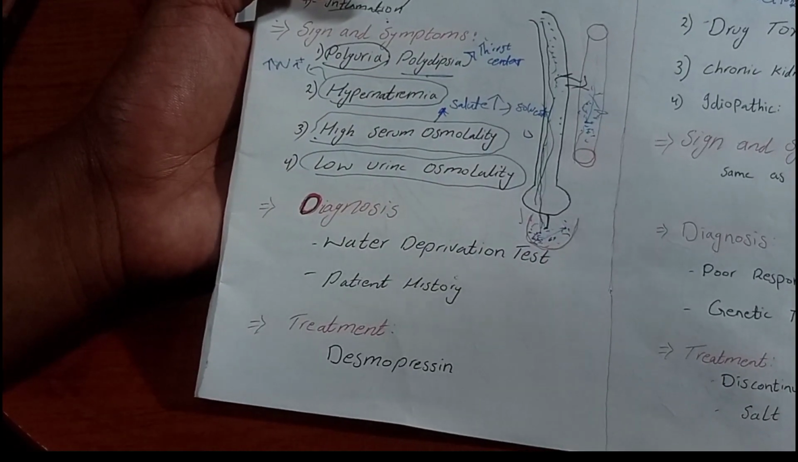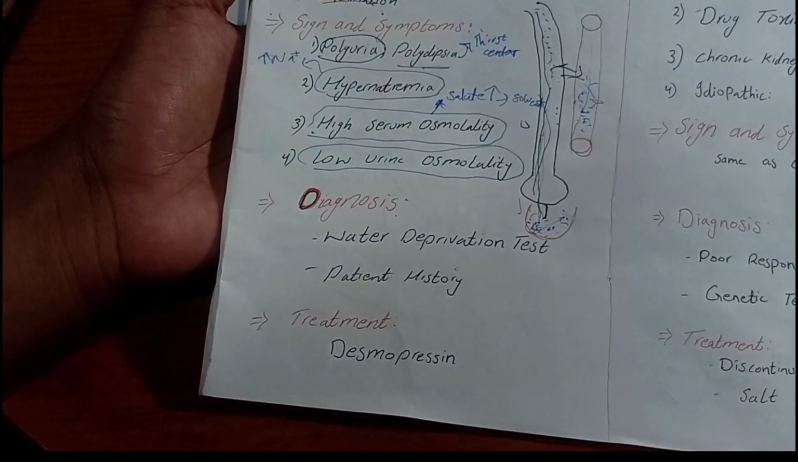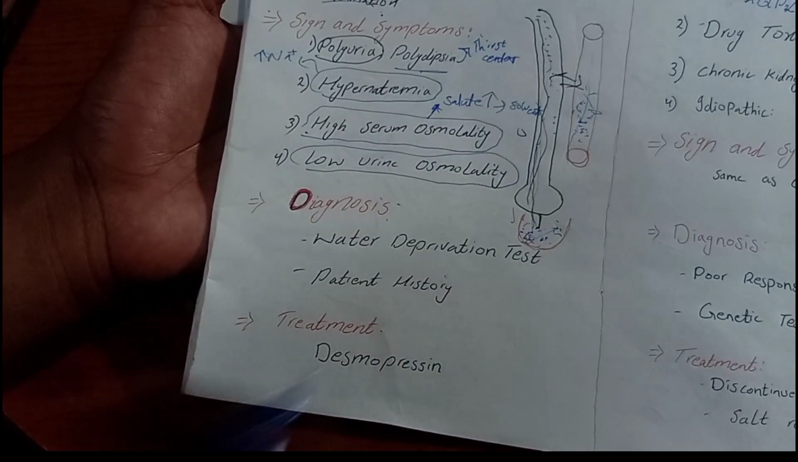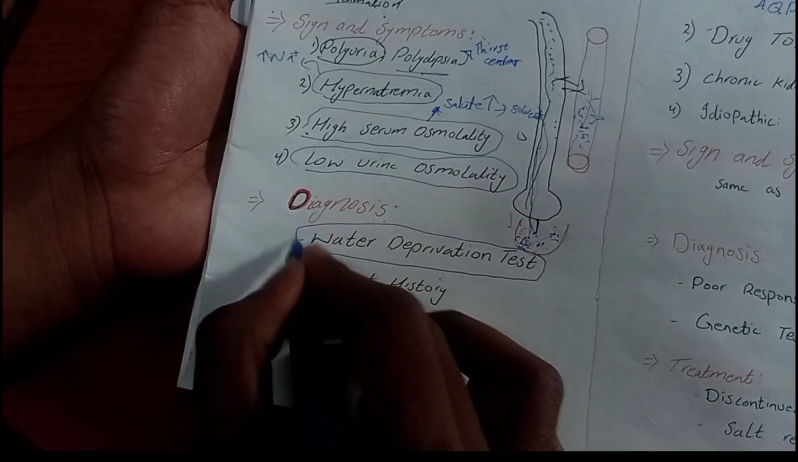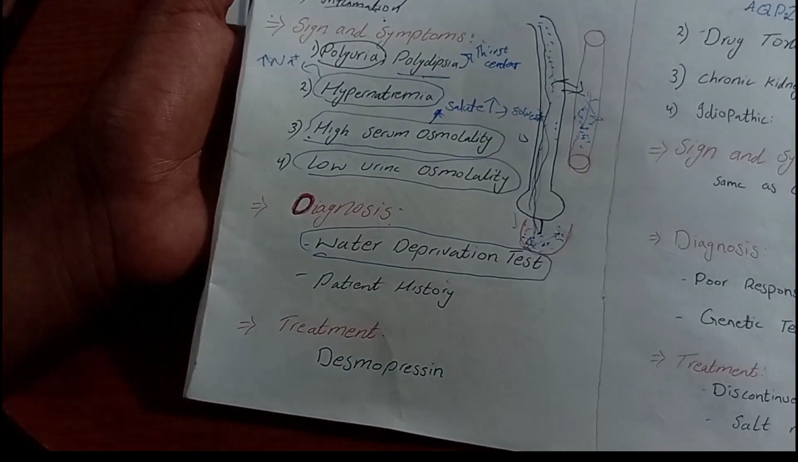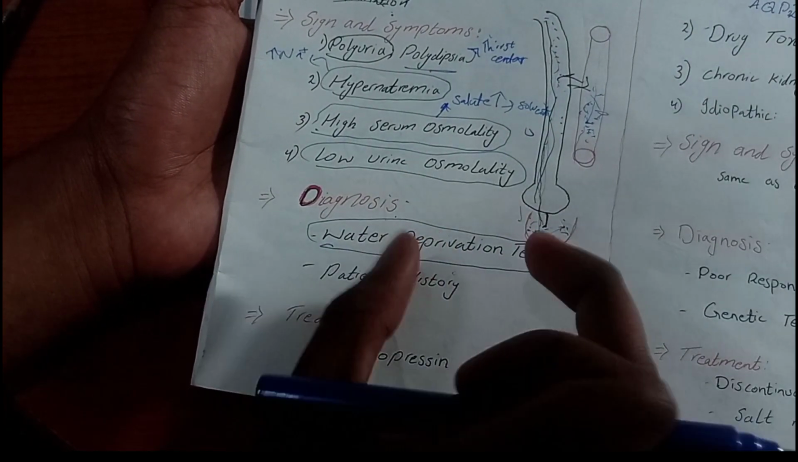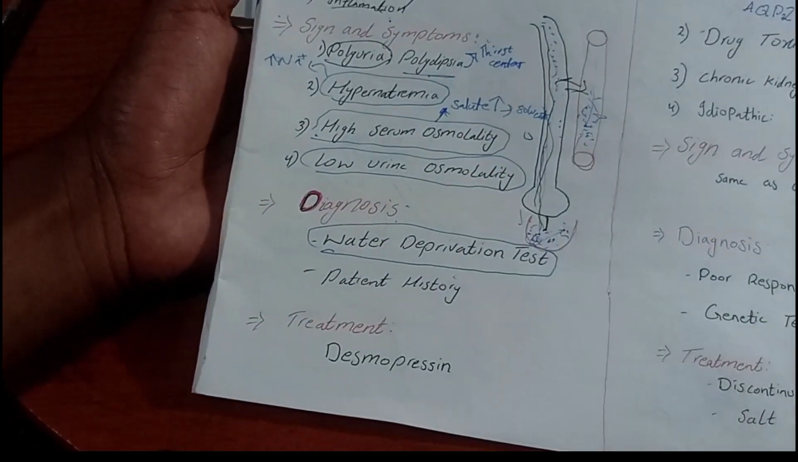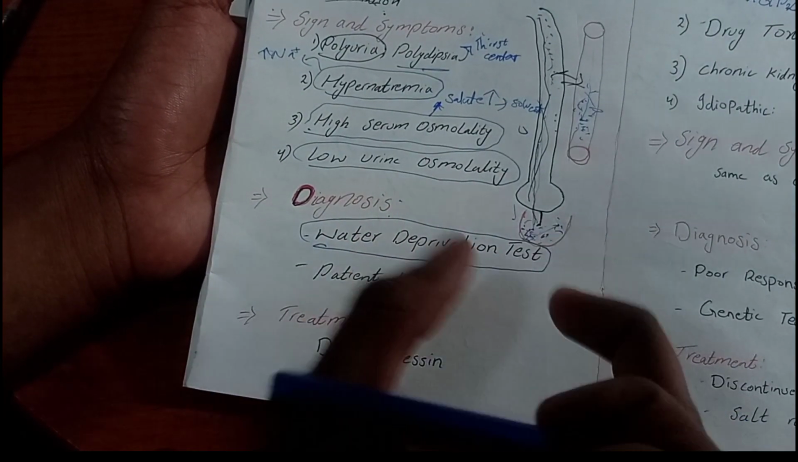Then we study its diagnosis. What will we do? We start checking whether this patient has ADH or not, since the problem is with ADH. First, there is a special test which we call the water deprivation test. What will we do in this? We instruct the patient not to take water for 24 hours, and then we observe the urine of the patient. We take the urine and observe it. Is it dilute or concentrated?